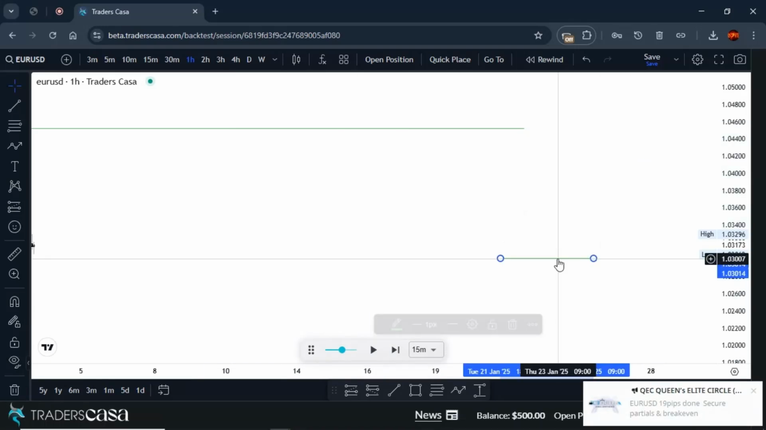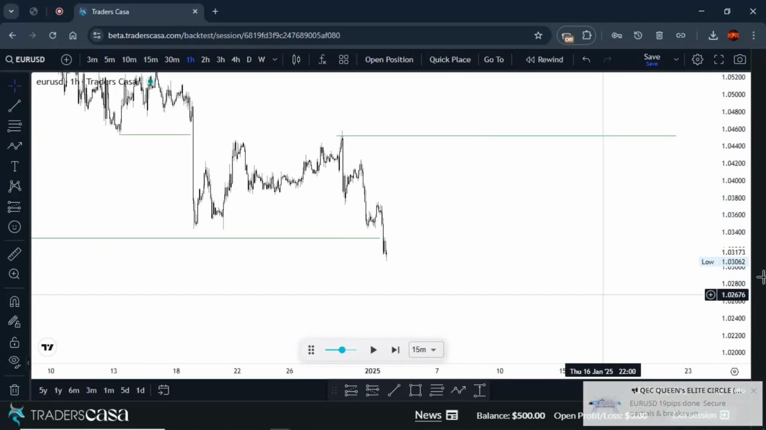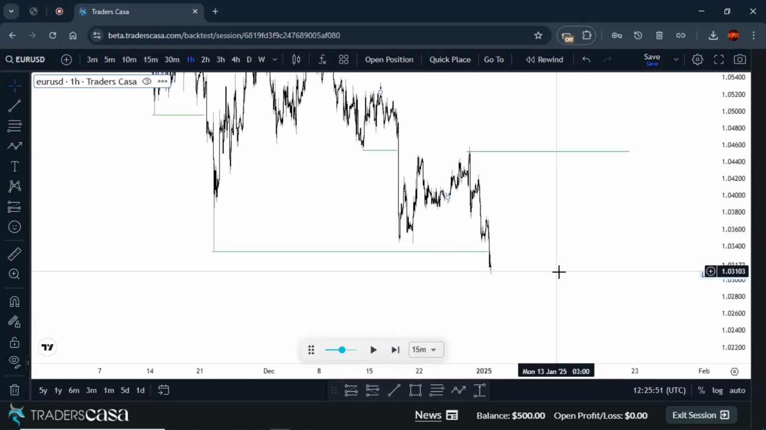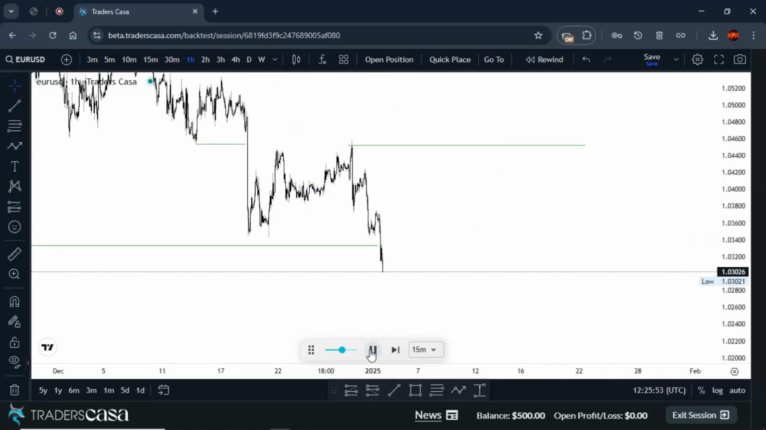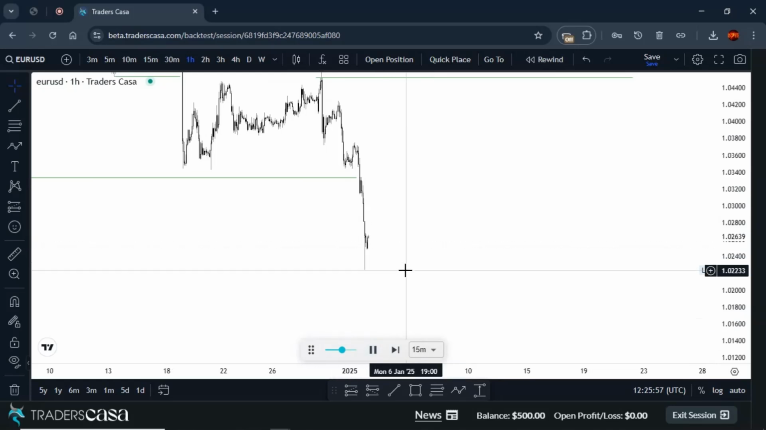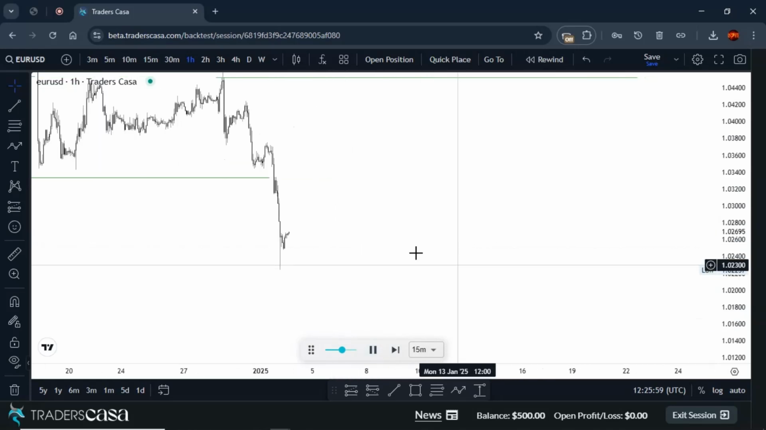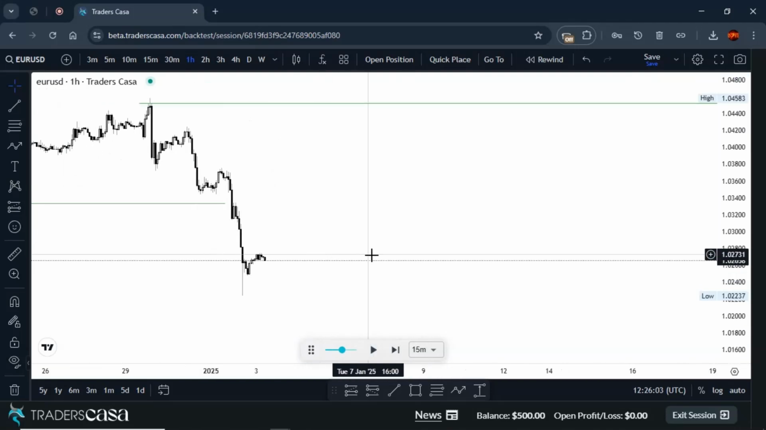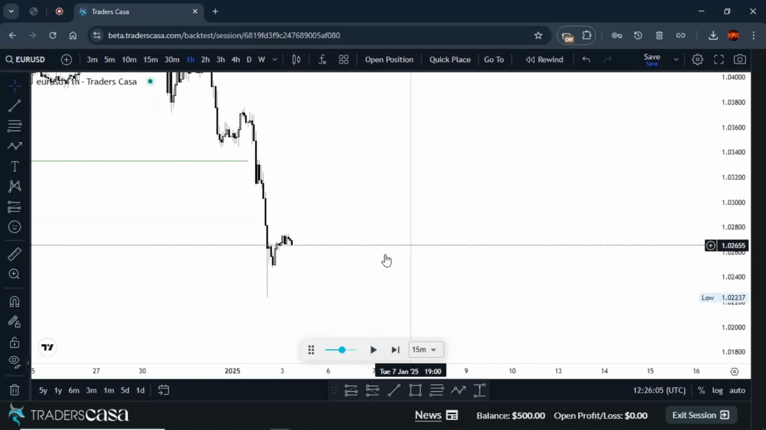So what we'll be looking for now is a pullback. Okay, but price doesn't always have to pull back. There are times that price will just keep going down. But just know that after a break of structure, we expect or anticipate a pullback. And for that pullback to happen, price is also going to give you a signal.